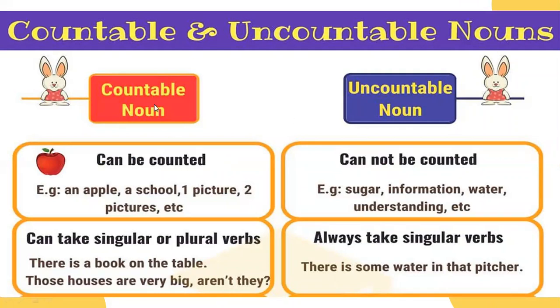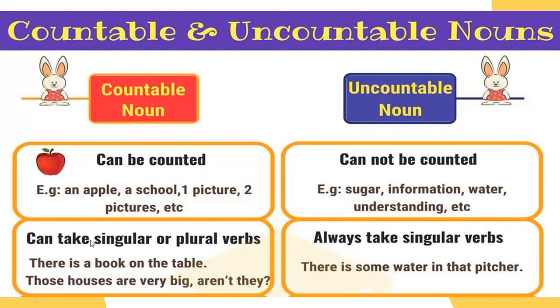So what is a countable noun? The noun which can be counted. We can count some nouns, right? Apple, we can count apple. We can count school, pictures. So these are called countable nouns. And uncountable nouns mean the nouns which cannot be counted. Sugar, for example. Can you count sugar? No, isn't it? Information, water, understanding. So all these are uncountable nouns.